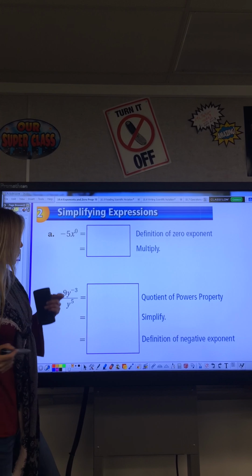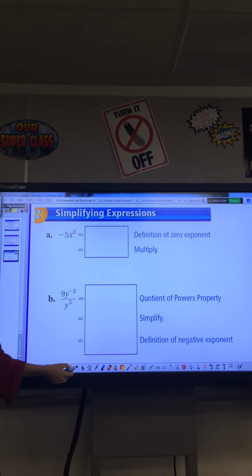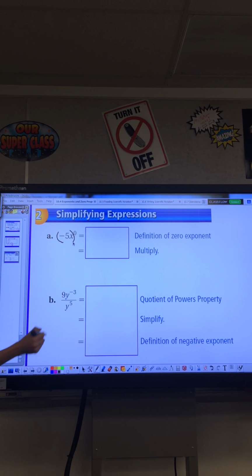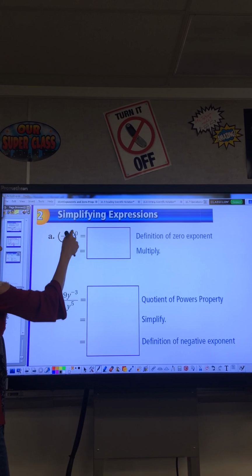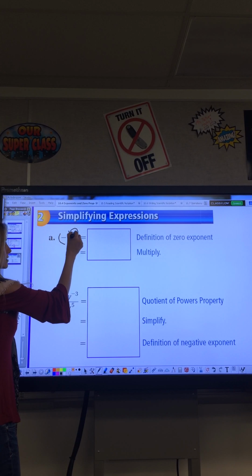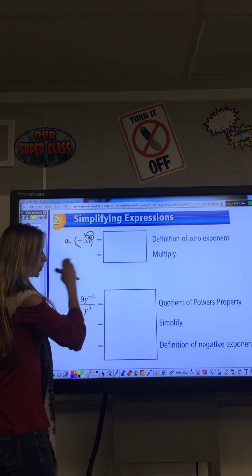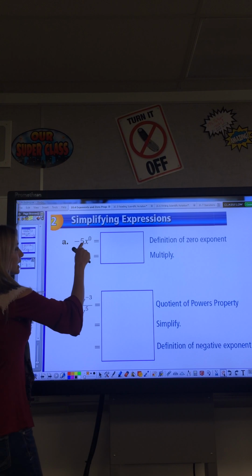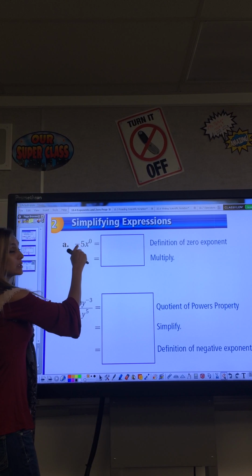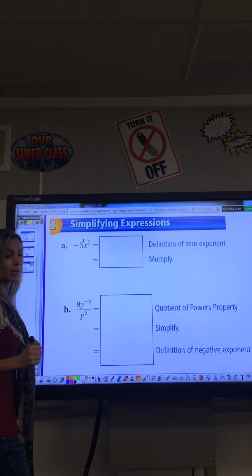Now, a couple more things and we are done with this lesson. Remember, if this is not in parentheses, then the 0 only applies to the x. If it was in parentheses, the 0 would apply to the negative 5 as well as to the x, but it is not. So the x is raised to the 0 power. The negative 5 is not raised to a 0 power, it's just a negative 5, raised to the first power.